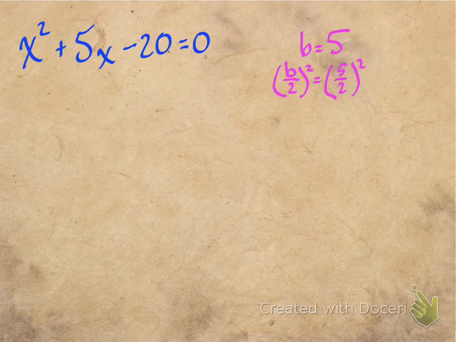So you may have to use a calculator here. That's okay. Go ahead, use a calculator. 5 over 2, that's 2.5. 2.5 squared equals 6.25. Okay, that's what we're going to add. We're going to add 6.25. That's our b over 2 squared number.